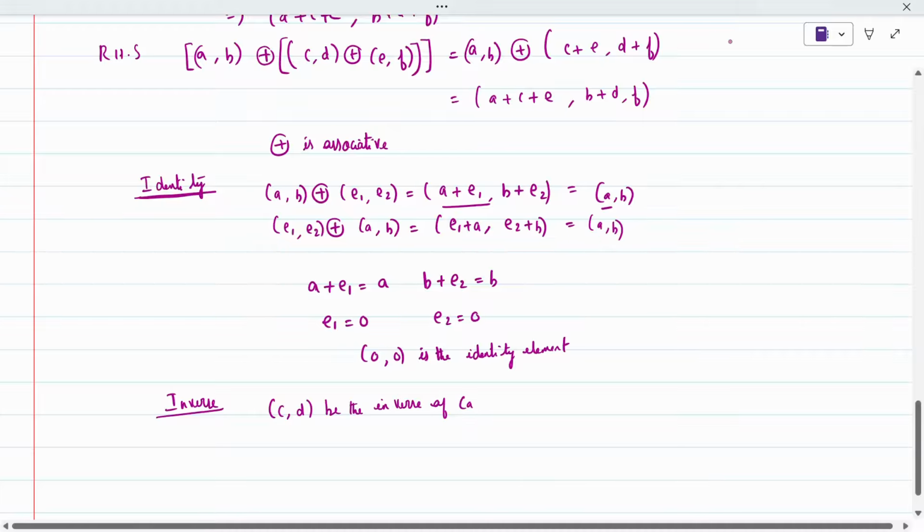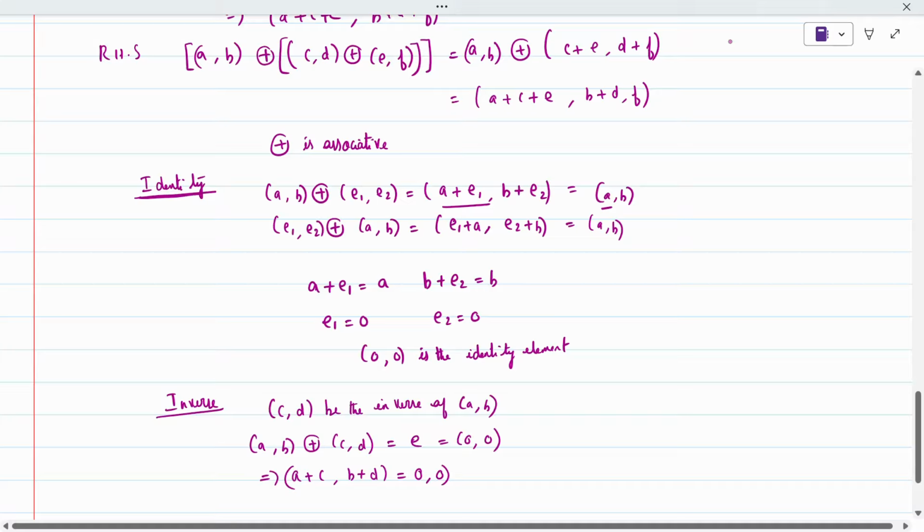Inverse of (A, B) I will write it. When I write the definition, (A, B) plus operation (C, D) is equal to the identity E, which is (0, 0). As per the definition, I write (A plus C, B plus D) equal to (0, 0).